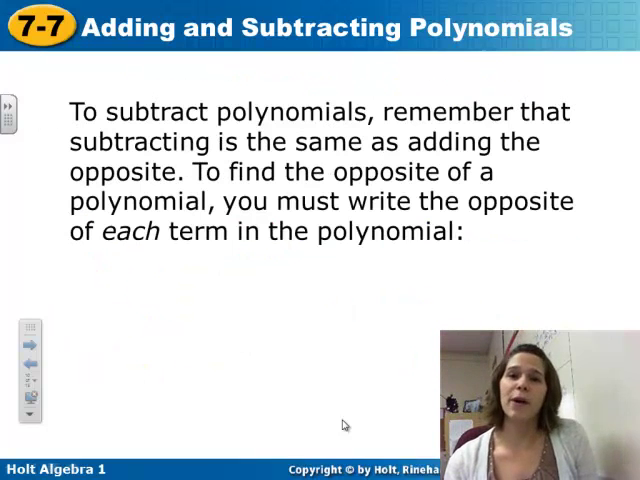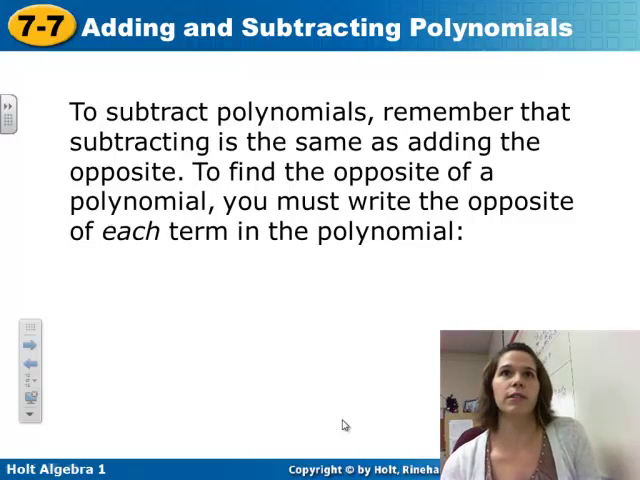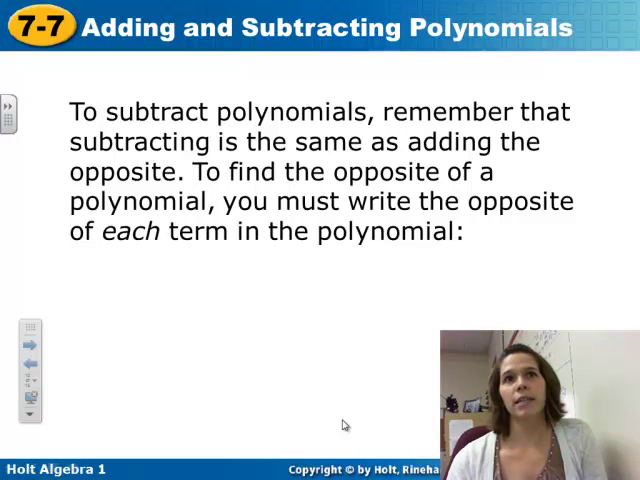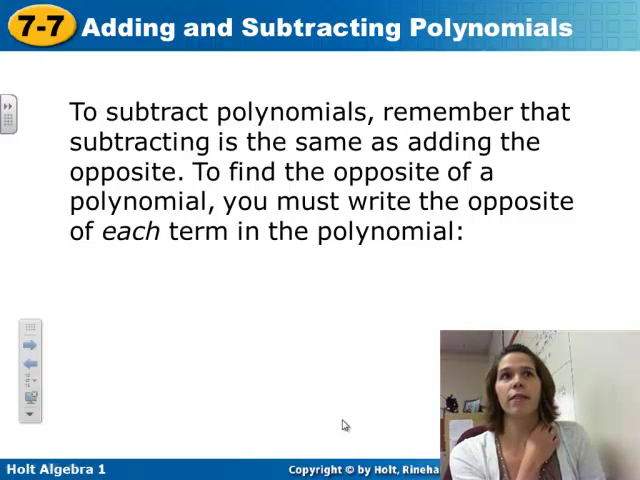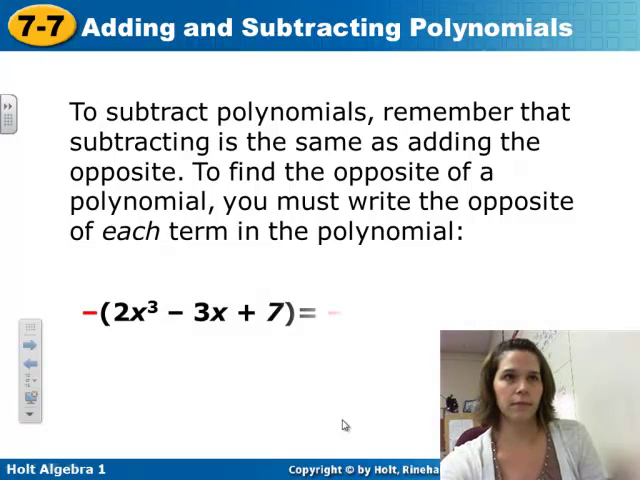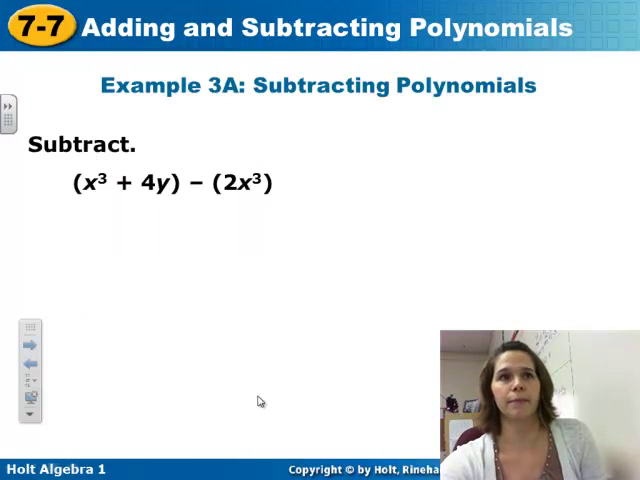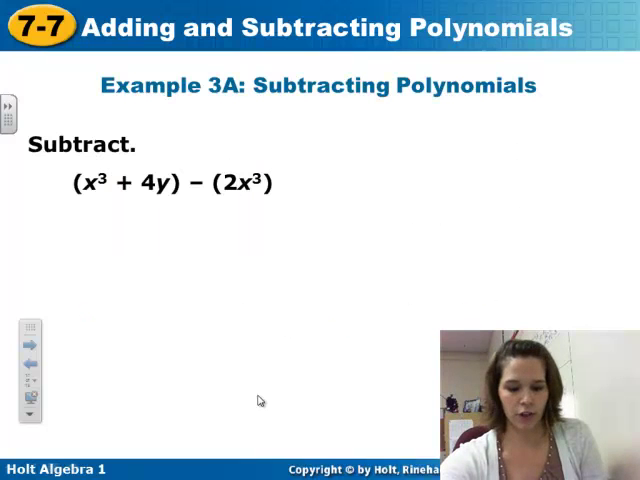Okay, subtracting polynomials. For some reason it's a little bit more difficult for us. Addition is always easier for us. Subtraction, we have to kind of think opposites, and it's more difficult. So remember that subtracting is the same as adding the opposite. To find the opposite of a polynomial, you must write the opposite of each term in the polynomial. So you just take that minus sign to subtract on the outside and you distribute it to each term on the inside. So let's go ahead and give this a try.